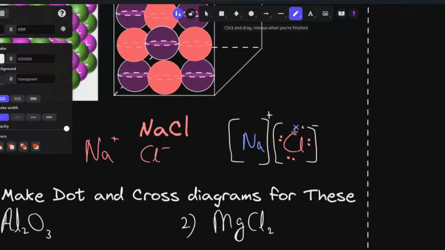Beside it is chlorine with all of its electrons labeled in dots and in the color red, and it has a negative charge, as you can see from right there.